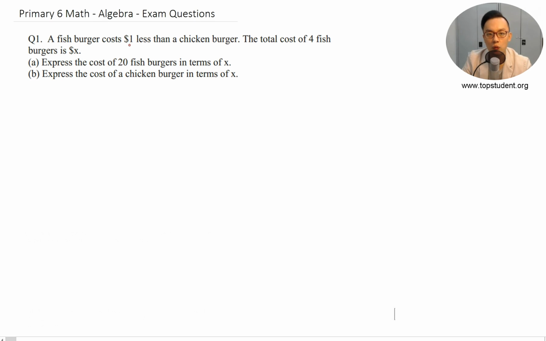A fish burger costs $1 less than a chicken burger. The total cost of 4 fish burgers is X dollars. Express the cost of 20 fish burgers in terms of X. Express the cost of a chicken burger in terms of X.